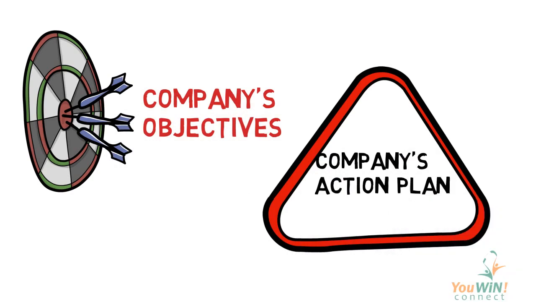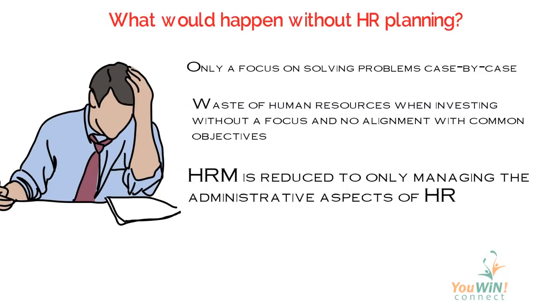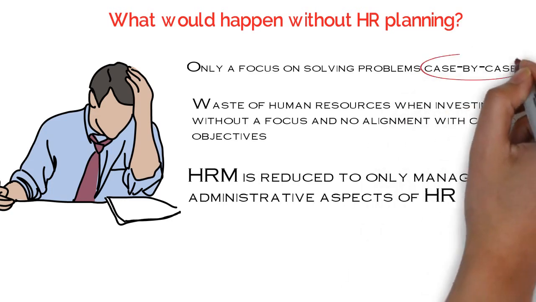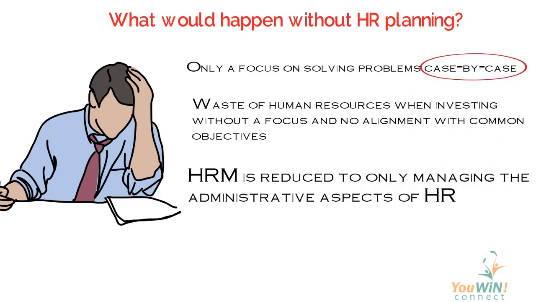So what then happens if there is no HR planning? What would happen? As we can see on the slide, it means that when you don't have HR planning, you resort to solving problems on a case-by-case basis. This will result in a waste of human resources when you are investing without a focus and there is no alignment with common objectives. HR management is also reduced to only managing the administrative aspects of HR.